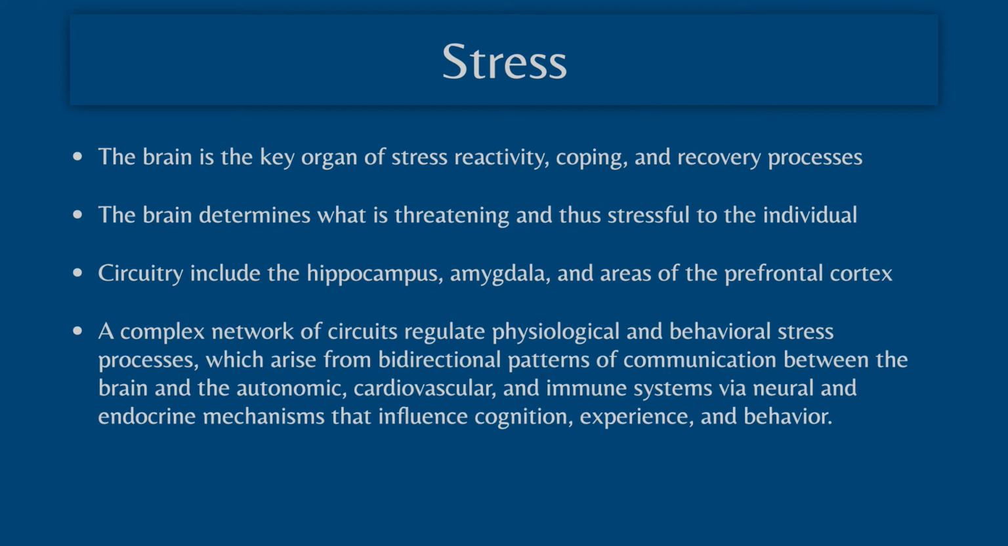More importantly, such stress processes arise from bi-directional patterns of communication between the brain and the autonomic, cardiovascular, and immune systems by way of neural and endocrine mechanisms that underpin cognition, experience, and behavior.